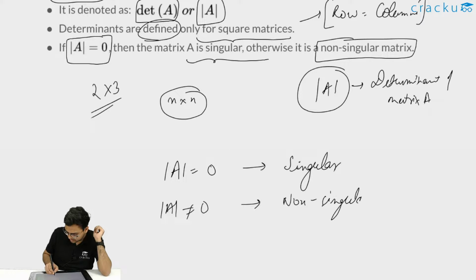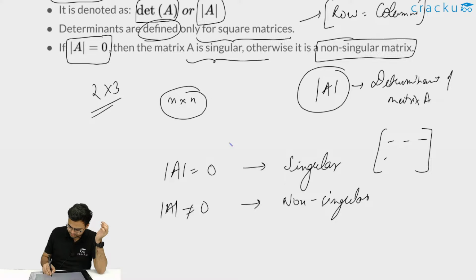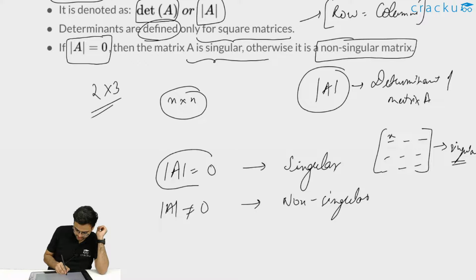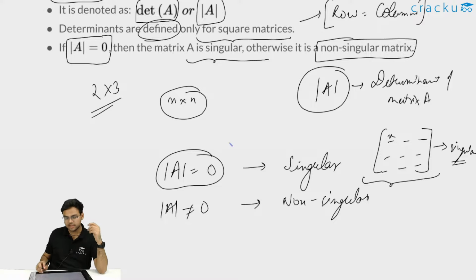So what will happen? Sometimes they'll just give you a 3 cross 3 matrix with some elements in that matrix. Let's say there is some variable x for which you have to solve, and they'll tell you that this matrix is singular. So reading that singular matrix, you should directly relate that the determinant of the matrix is 0. So this is about singular matrix.